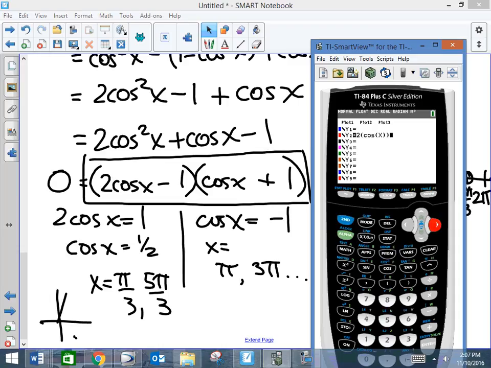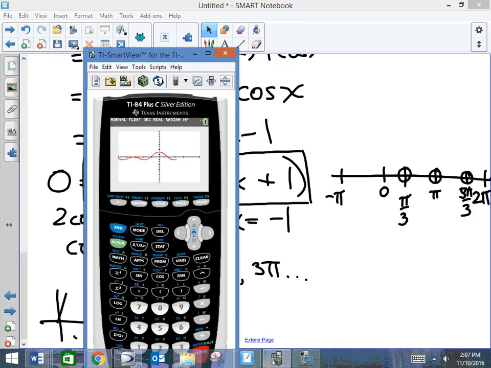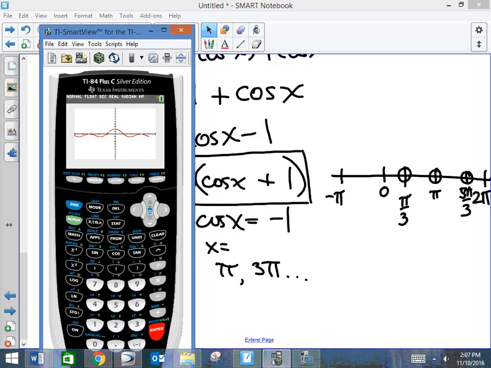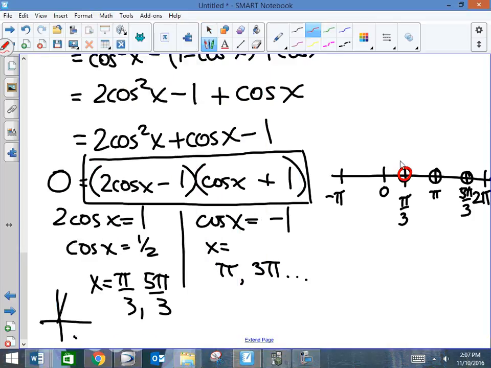Okay. Squared. I'm putting plus cosine of x. Don't forget to close your x. Okay. Then I'm going to do a value here. I don't have my window set up like I should, but I think it'll still work. Okay, now we got our zeros here, here, and here.